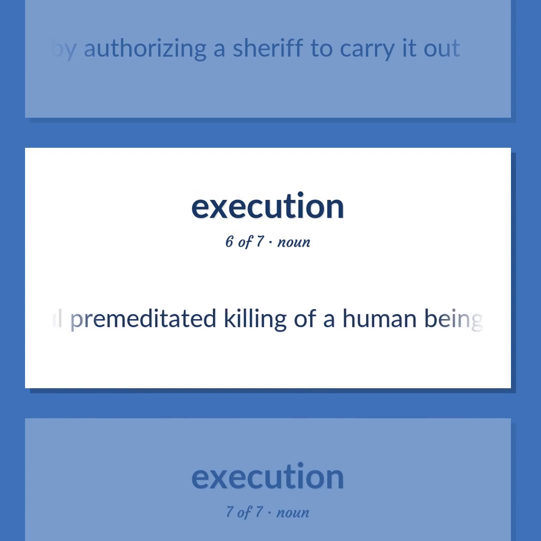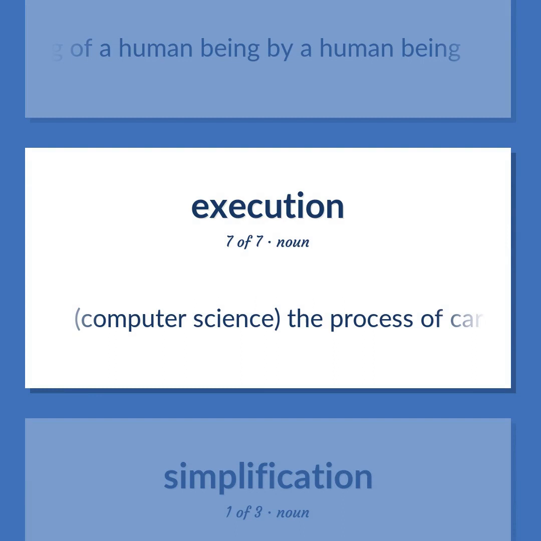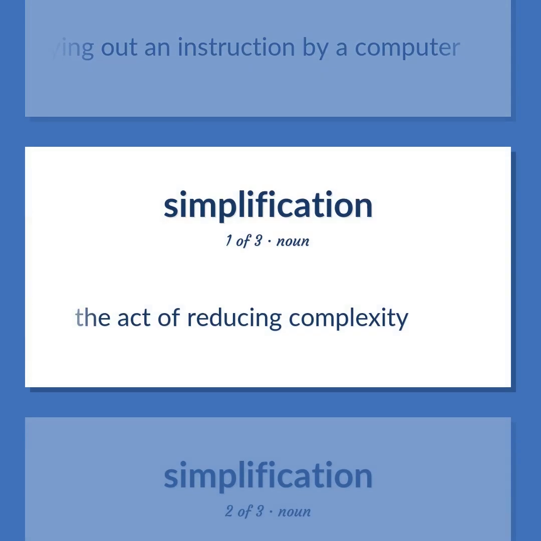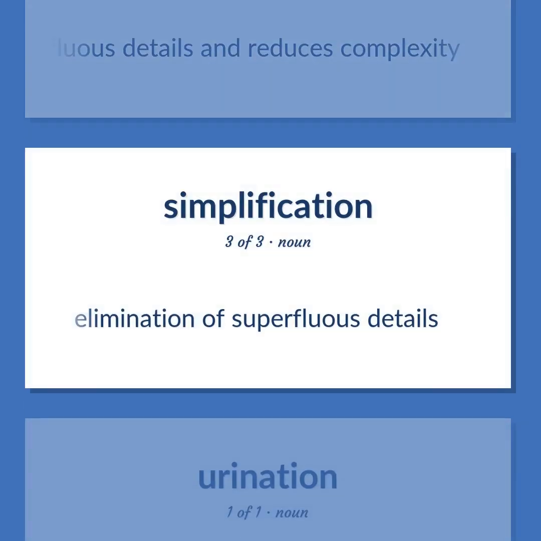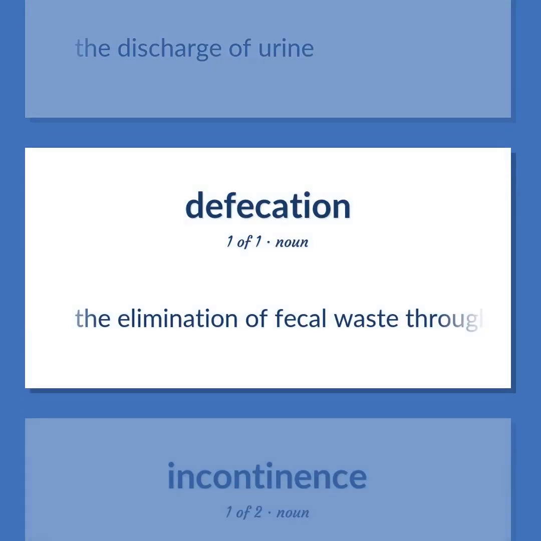Unlawful premeditated killing of a human being by a human being. Computer science. The process of carrying out an instruction by a computer. The act of reducing complexity. An explanation that omits superfluous details and reduces complexity. Elimination of superfluous details. The discharge of urine. The elimination of fecal waste through the anus.